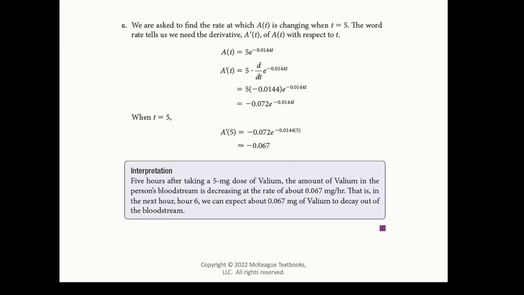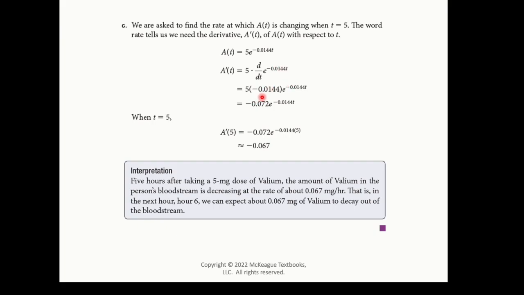Part C, we are asked to find the rate at which A of t is changing when the time is 5 hours after the Valium has been administered. So we need to find the derivative of this and then plug in 5. When we take the derivative of an exponential function, the derivative is going to be the same, and then you're going to multiply by the derivative of the exponent.